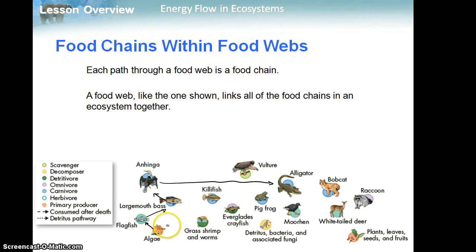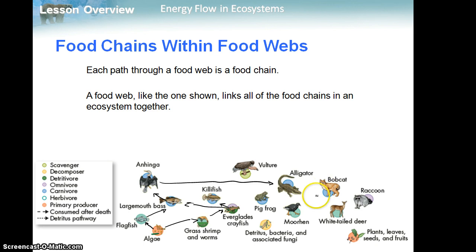And so there are several things that are happening here. We have several food chains. The algae might also be eaten by the shrimp and the worms, which then might be eaten by the crayfish, which are then eaten by the killifish or the largemouth bass. And so we can go several different ways here. But notice that we always start with something that's photosynthetic, like algae or plants, and we'll move in that way.